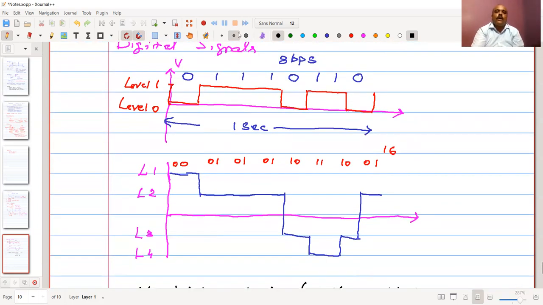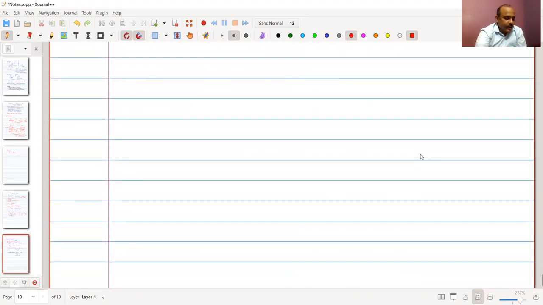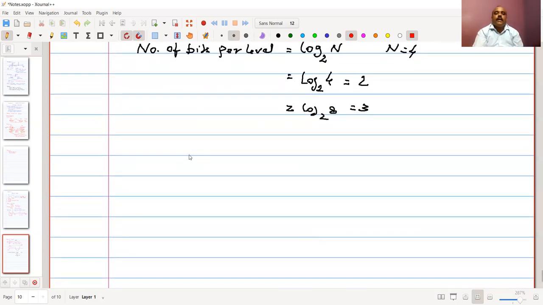But if I can use more levels, what happens is the bit rate changes. Instead of 8 bits per second, I'm having 16 bits per second. So what is a bit rate? Number of bits sent in 1 second. Right? So what are the other characteristics that we can look at?